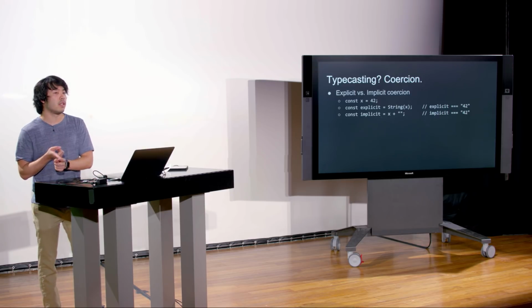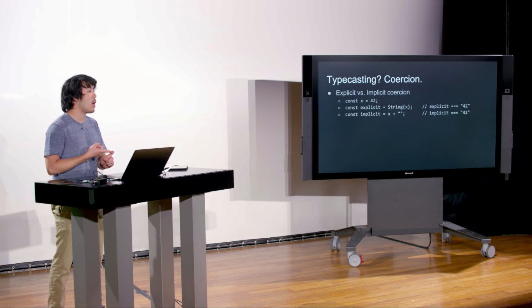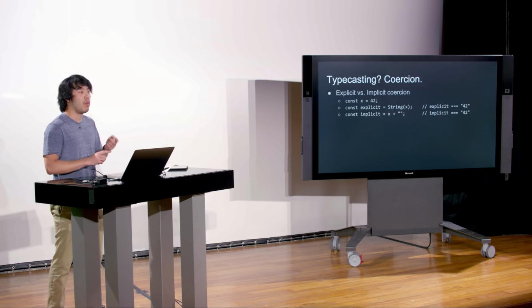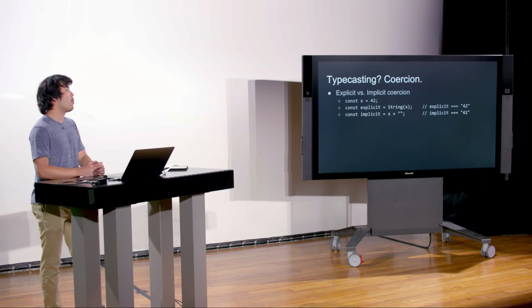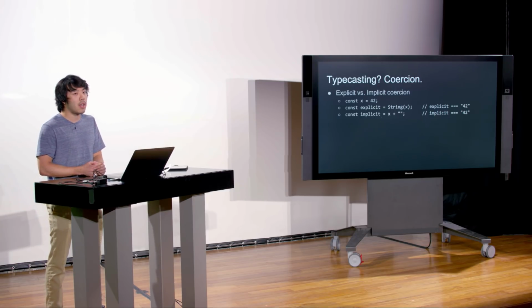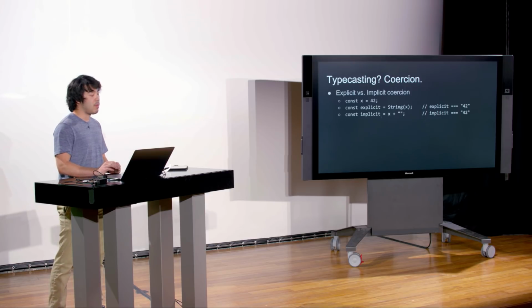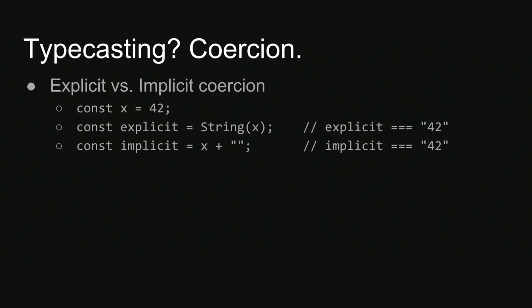Explicit is, hey, I'm just going to tell you exactly what I want by wrapping it with the type that I want and give it to me. And so that's being very explicit with what I want. The example of that would be, say I want to get a string from that value x. I just wrap it with capital String, and it pops out 42 as a string.